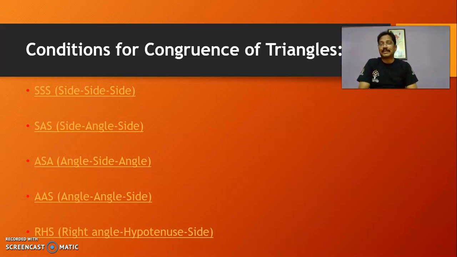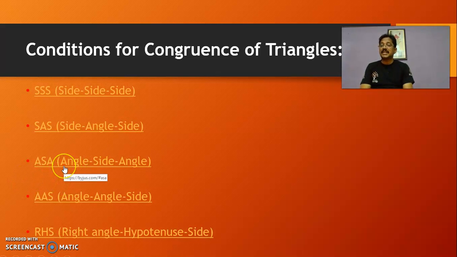This is very, very important. What are the criteria? Out of 6, if 3 are equal, because 3 angles and 3 sides is the set. The first one is side, side, side. All three sides of one triangle are equal to the corresponding sides of the other triangle, and the two triangles are said to be congruent. Side, angle, side means two sides and the included angle of one triangle are equal to the corresponding sides and included angle of the other triangle. Then the two triangles are congruent.